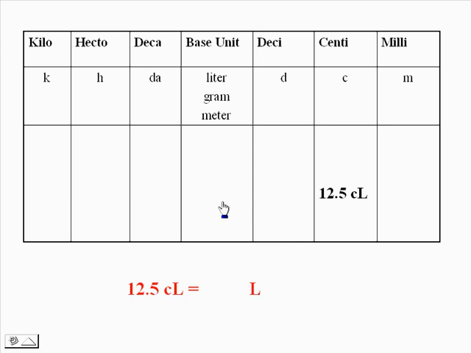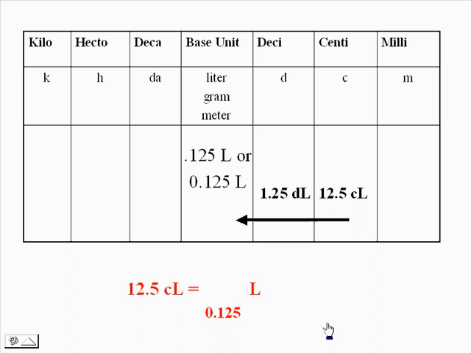I need to move it over 2 columns to get to my desired units of liters. Moving over in one direction, it'll change 12.5 centiliters to 1.25 deciliters. Move one more spot, it becomes 0.125 liters. Both of these values will be the same for chemistry. Therefore, 12.5 centiliters equals 0.125 liters.